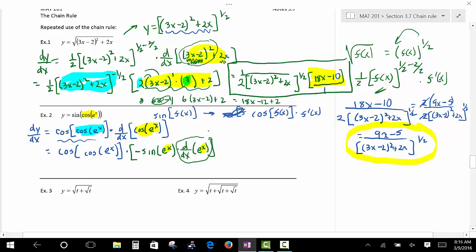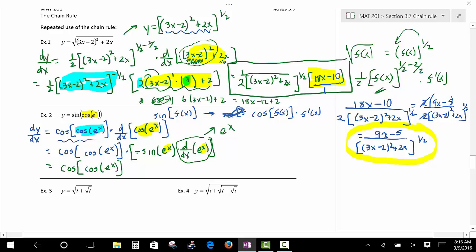So what's the derivative of e to the x? I love that one, right? Okay, I've got that one down, and you do too, right? All right, so we've got cosine of the cosine of e to the x. That's done. There isn't anything else you can do with that.